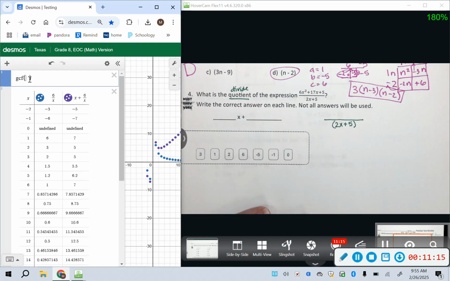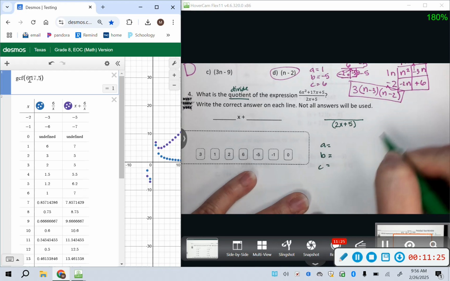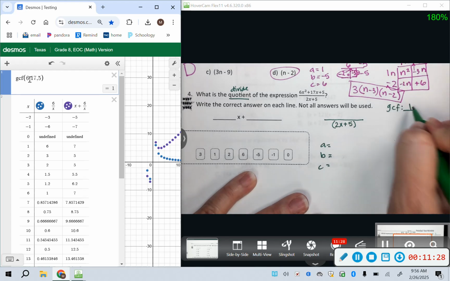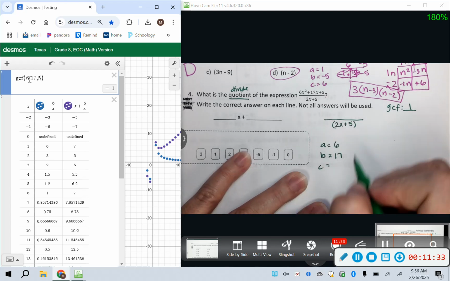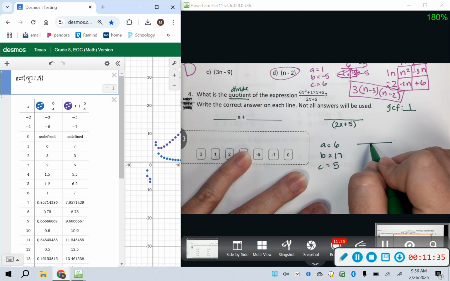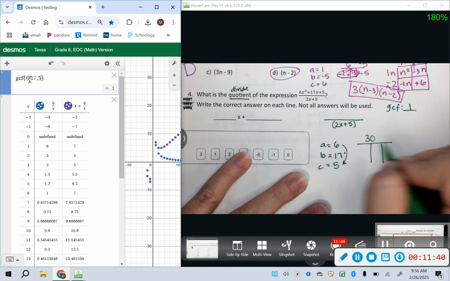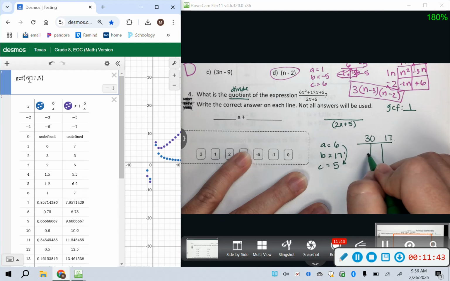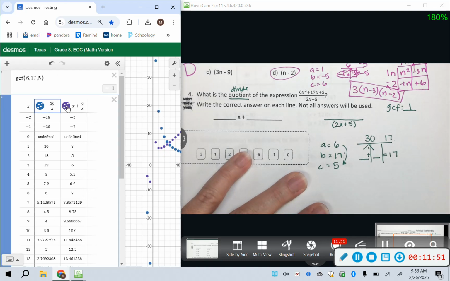So if I start with GCF, I have 6, 17, 5. And my GCF is 1, so we're good to go. Let's find our A, B, C. A is 6, B is 17, C is 5. Build my table. A times C here, which is 30. B is 17. So I'm looking for what adds to give me 17 and multiplies to give me 30. So I'm going to type 30.